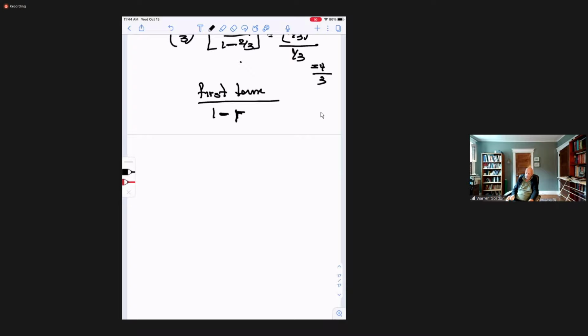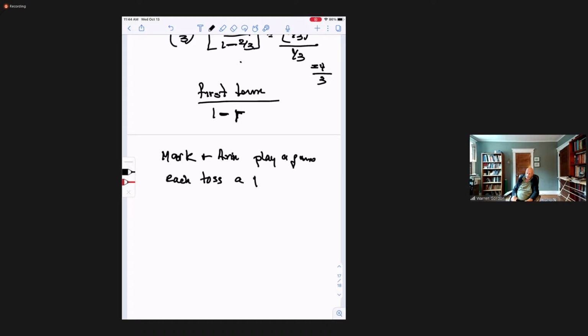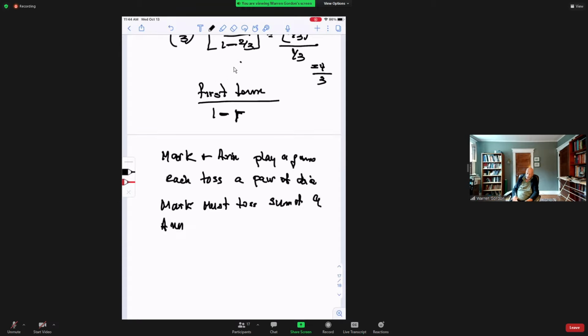Okay. So I'm doing example number 4 now. Mark and Ann play a game. And here's the rule of the game. They each toss a pair of dice. Mark must toss a sum of 9, and Ann must toss a sum of 4, and Ann goes first.